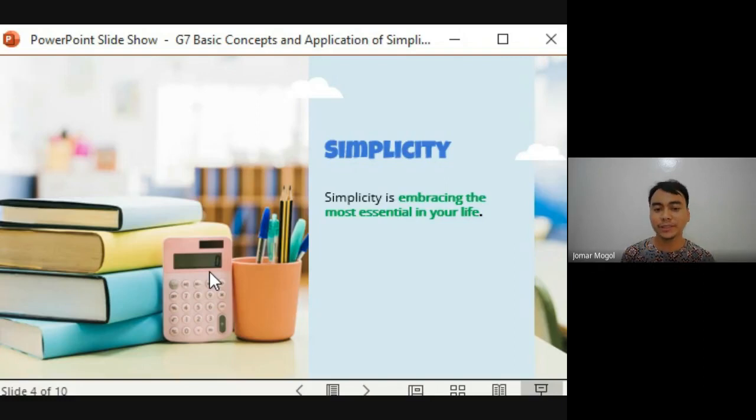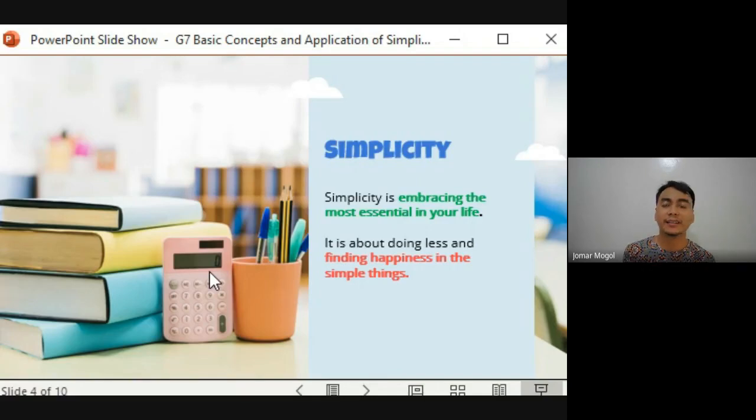Okay? When it comes to simplicity, we have to embrace the most essential in your life. And to do that, we have to view things sa mas malawak na paraan. Okay? And that is how we live out the virtue of simplicity. Another thing is, it is about doing less, finding happiness in the simple things. Hanapin niyo yung mga kaligayahan niyo dun sa mga maliliit na bagay. And then, if you can do that, you can easily appreciate things that is happening in our life, even the smallest things or smallest events, smallest achievements, and yung mga konting mga nangyayaring masaya sa ating buhay na appreciate natin. Isa yun sa pagiging simplicity.